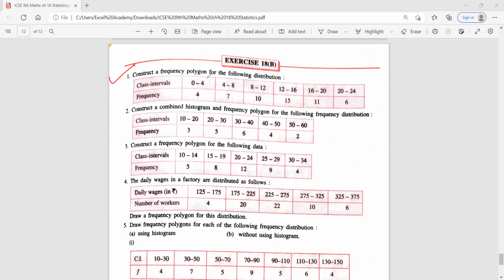18B, first one, construct a frequency polygon for the following table distribution. आपण दोन्ही मेथडनी करूया का? दोन्हीनी करूया. चला आधी विथ हिस्टोग्राम आणि विदाउट हिस्टोग्राम, किंवा आपण एक काम करू, सेकंड करूया. याच्यामध्ये आहेच आहे. On the same graph paper, you will plot histogram, then frequency polygon. ठीक है, चला, we'll do this on the whiteboard. What is the data? Second करतो ना आपण 10 to 20.